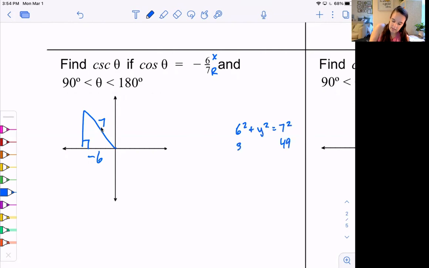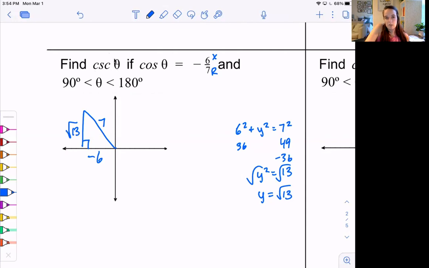So negative 6 squared, or just 6 squared plus y squared equals 7 squared. This is 49, 36. Subtract that 36 over, y squared is equal to 13. Take the square root, we get y equals square root 13. Take a moment to think, is it positive or negative? I know that it's positive because it's on the positive side of the x-axis here. So that is my y.